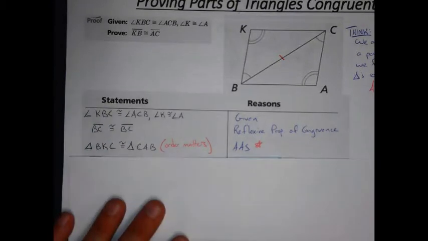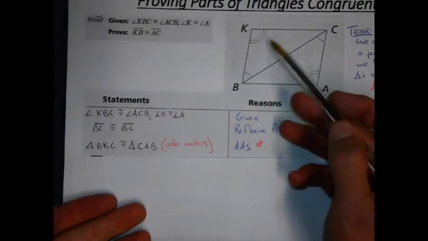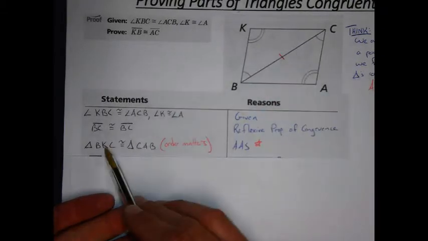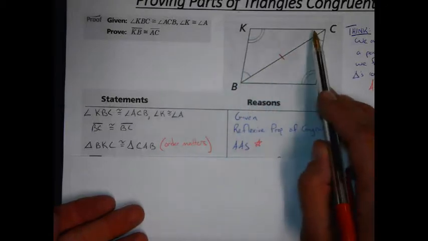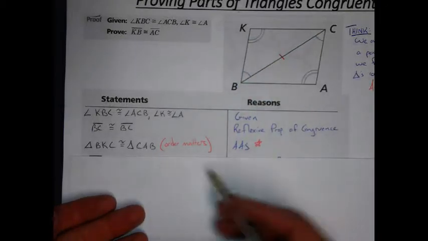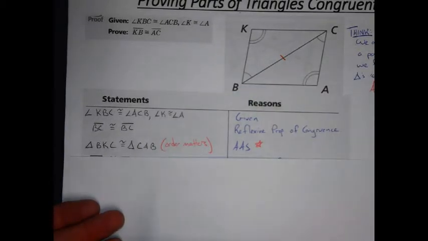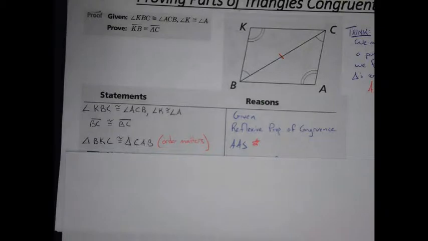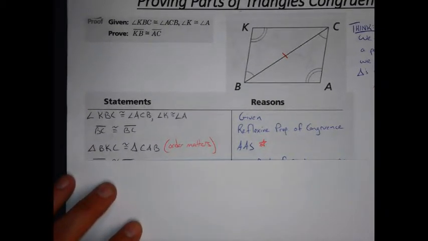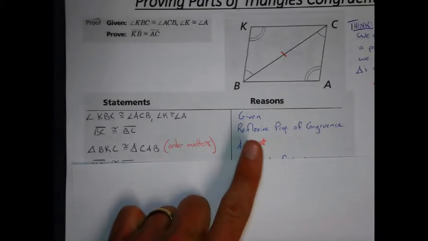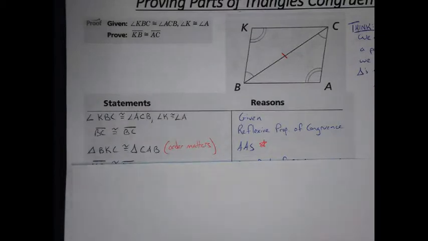One word of caution. Order matters. So if I call this triangle up here BKC, 1 arc, 2 arcs, C, I have to call the other triangle in the same order, CAB, 1 arc, 2 arcs, B. Okay, so order matters when you're naming your triangles. That's important. Okay, so we can say that the 2 triangles are congruent. Why? Because we've established angle, angle, side congruence. Now we have the triangles congruent.